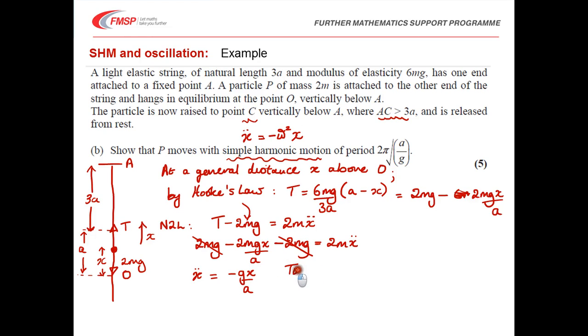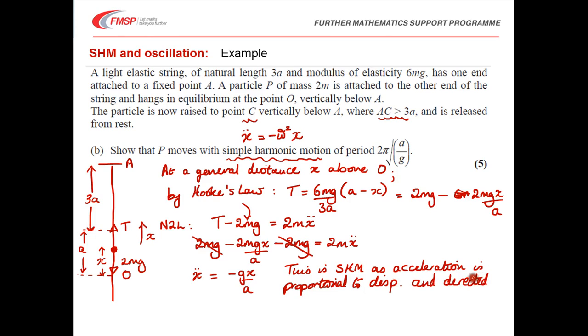That's everything that we need to be able to justify simple harmonic motion. This is simple harmonic motion as acceleration is proportional to displacement, and also directed towards O. Okay, that tells us that we've got simple harmonic motion.